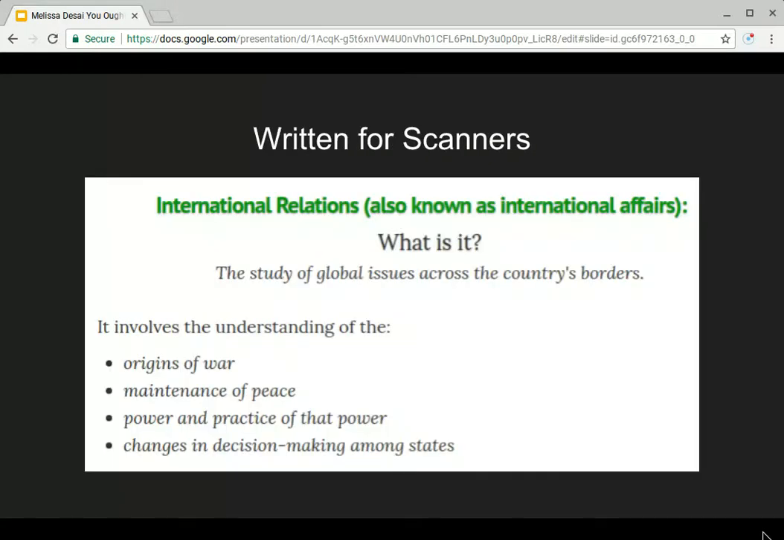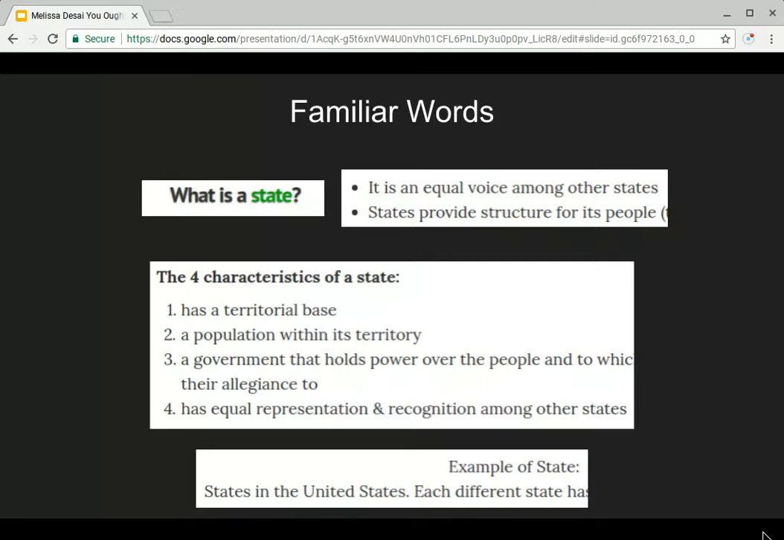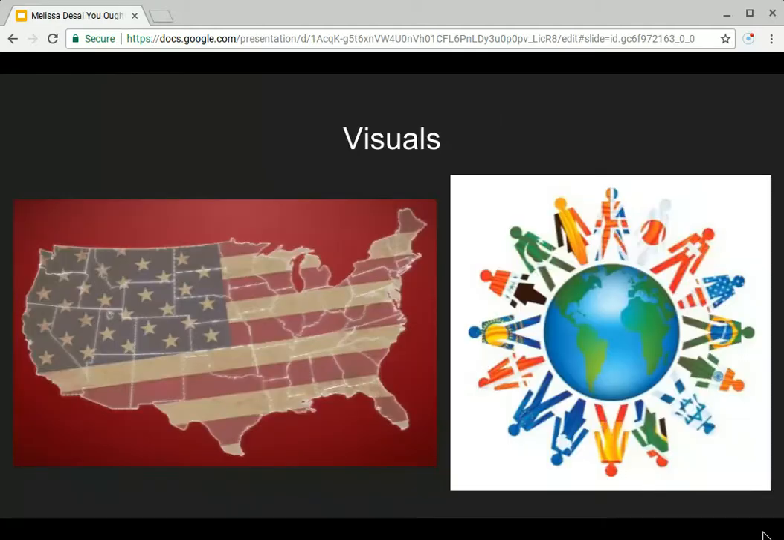This screenshot provides evidence that this webpage is written for scanners. This is seen with the clear headlines and concise bullet points which help the reader obtain the needed information quickly. Here we see that I have provided familiar words so that the reader can find my information easier and faster.